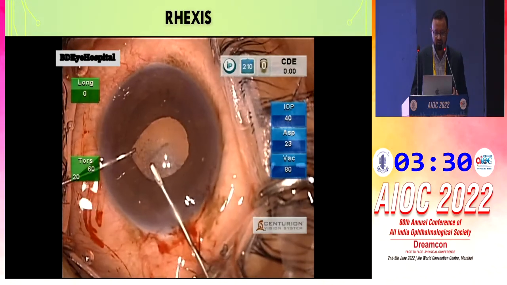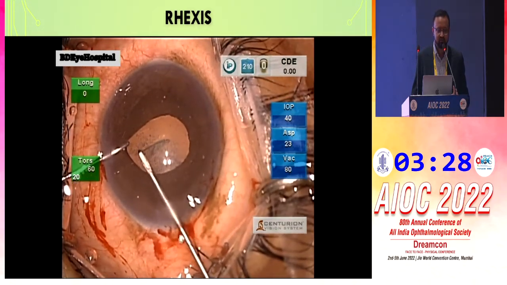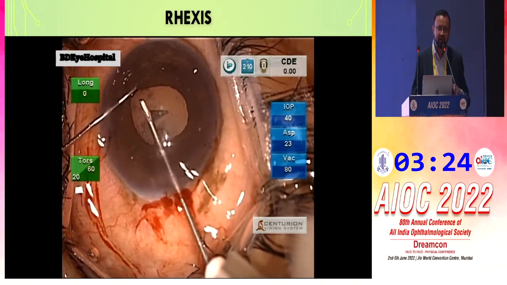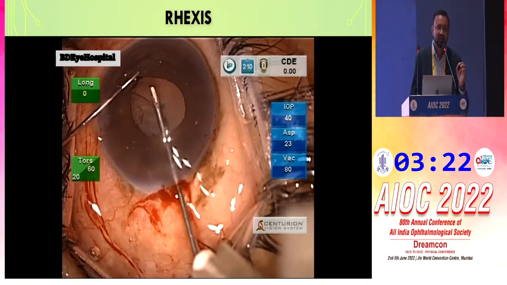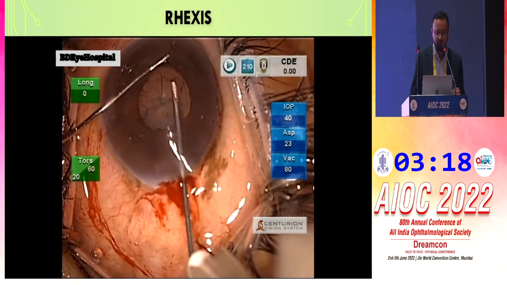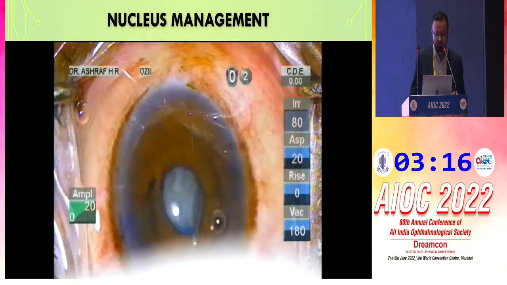The rhexis is the most important, and the surgery becomes easier without a device if we can do the rhexis. Sometimes we can make an iris guard with the Kuglen hook and see the rhexis margin, and we can do the rhexis below the iris and complete the rhexis properly.